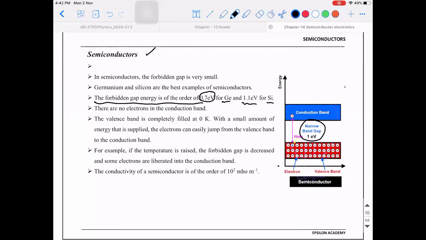Are you guys able to understand? So this value alone is to be remembered. Every other story you can read.